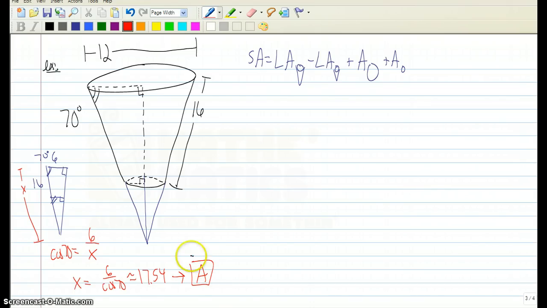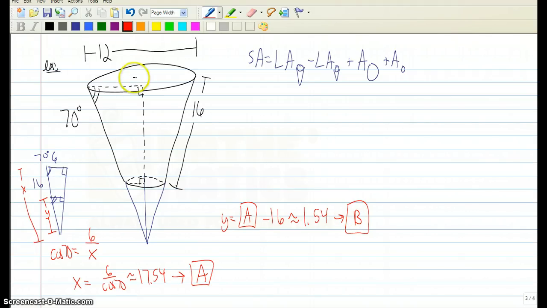Once you know x, that will help us find this length, which I'm going to call y, which is the slant height of the small cone on the bottom. Y is equal to alpha a, because it's the entire length, that's that x value, minus 16, and that's going to be approximately 1.54. And I'll store that one as alpha b.